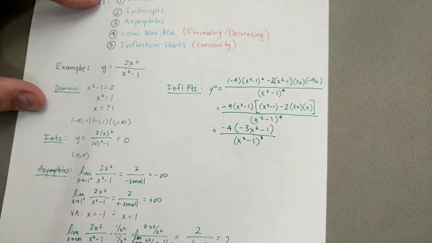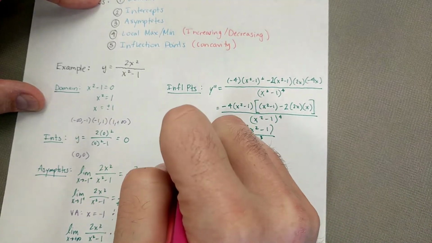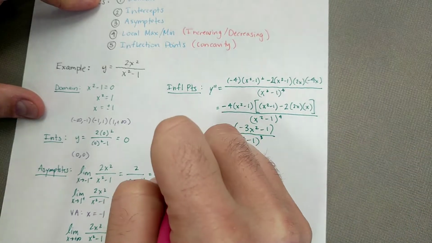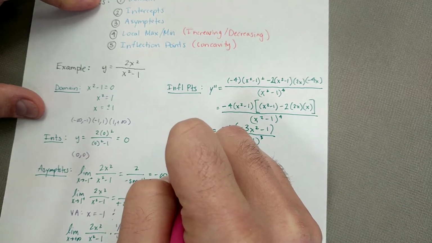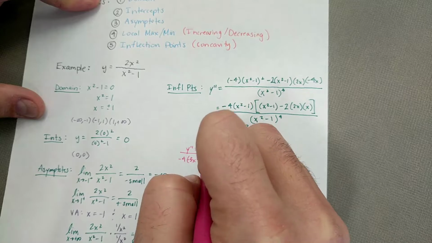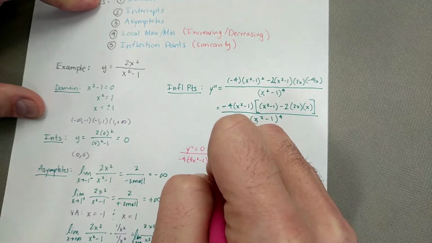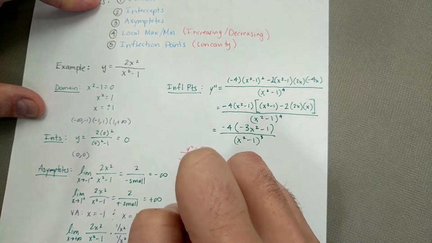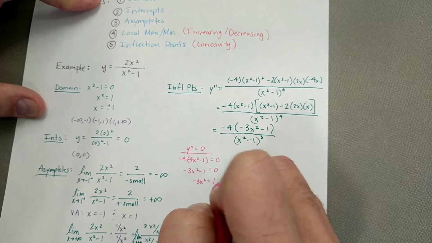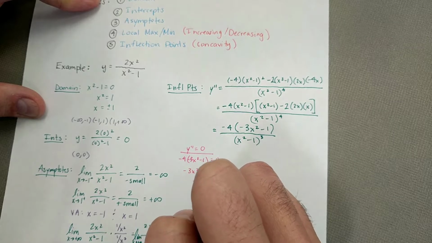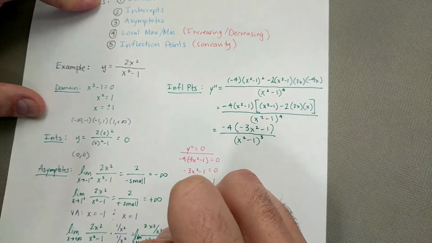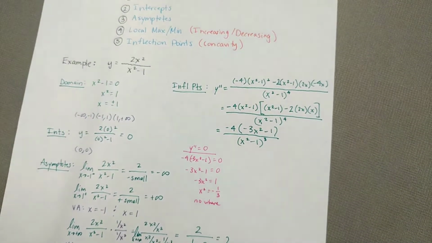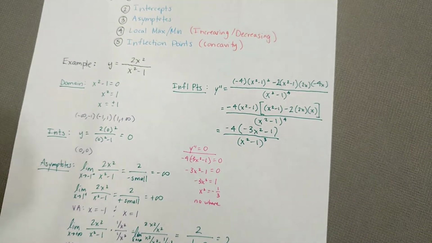All right, so now that we've got the second derivative, let's figure out when this is equal to 0. Well, it's when the numerator is equal to 0. So let me solve for that real quick here. So we'll get negative 3x squared equals 1. So x squared equals negative 1/3. Oh, that doesn't have a solution. Something squared cannot be negative, at least not in the real numbers.